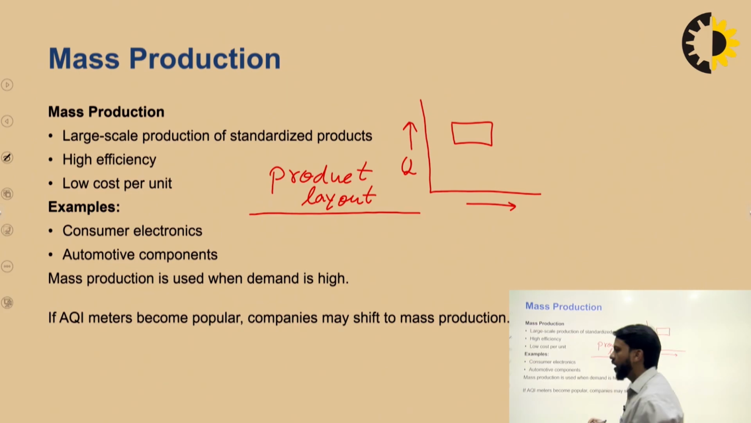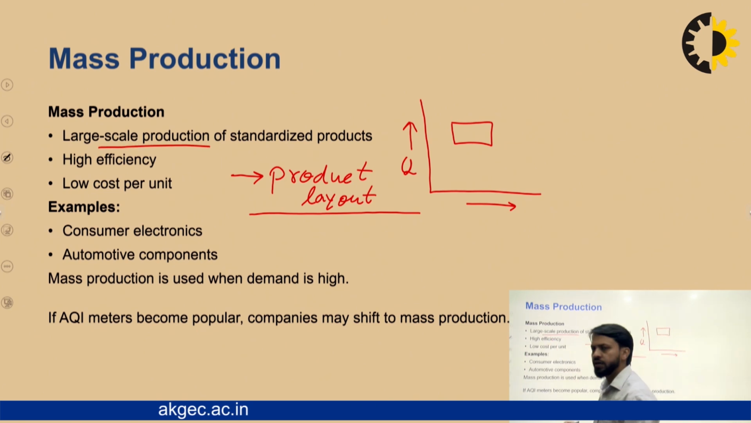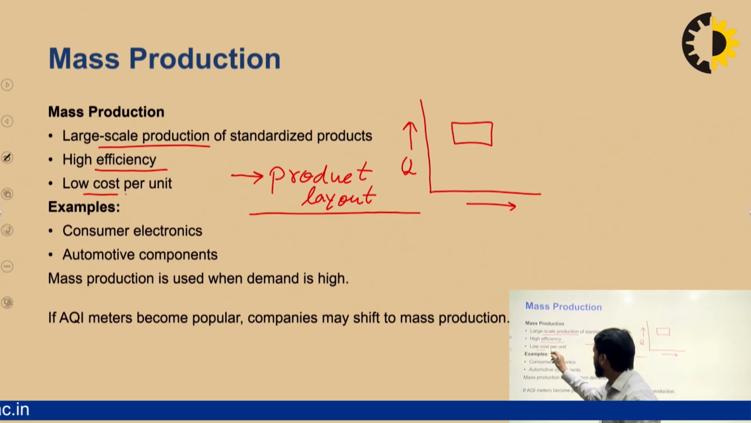That means our industry or the machine floor will look like how the product is moving throughout its stages, and the machines and the stations are settled along the product line, and that's why it is called product layout. Based on the product itself, you are going to lay out your machine floor, and this is relevant for mass production. Large scale production is its characteristic. Higher efficiency we can achieve in this kind of system, and we will definitely reduce the cost.